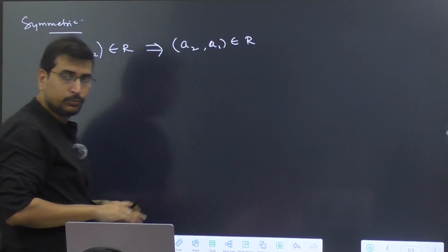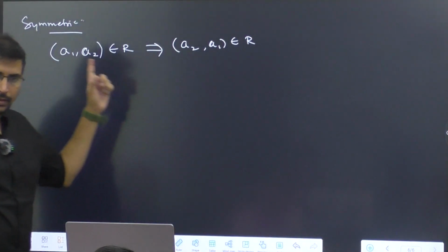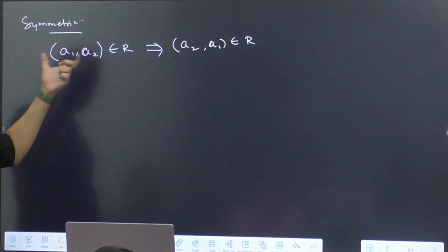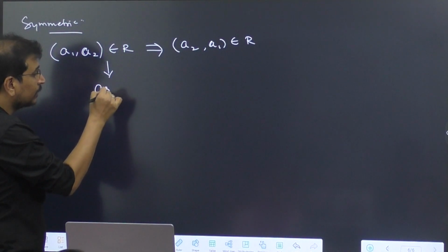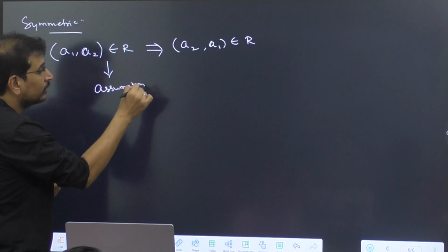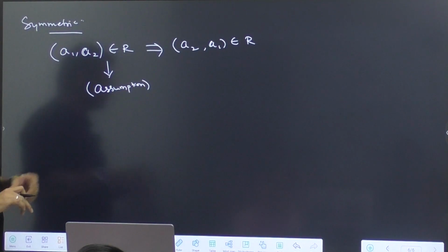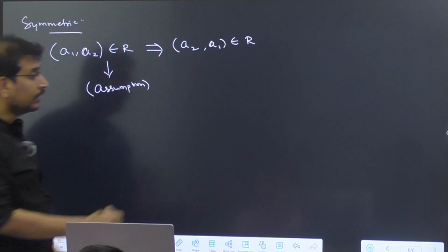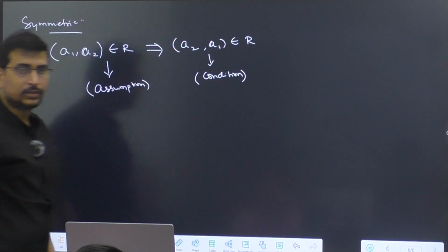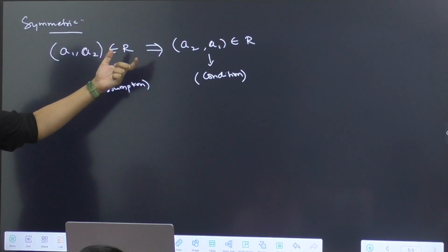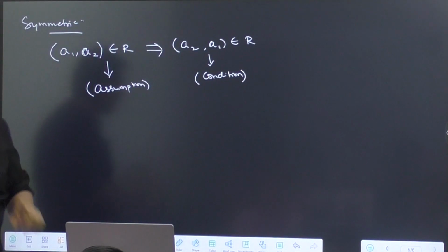So, if I am able to find an ordered pair such that the elements of the ordered pair are A1 comma A2, and I say that this ordered pair belongs to the relation, this is an assumption. This is not given in the statement. I am assuming that if something like this exists, then it should also imply this; this is a condition. So if I am saying T1 comma T2 belongs to that particular relation, then T2 comma T1 should also belong to the relation.